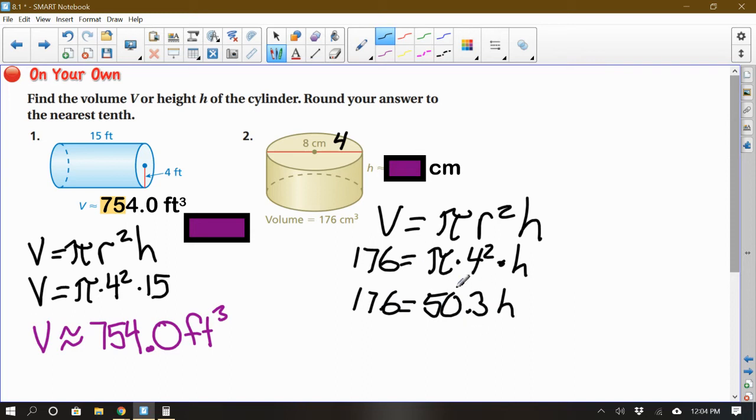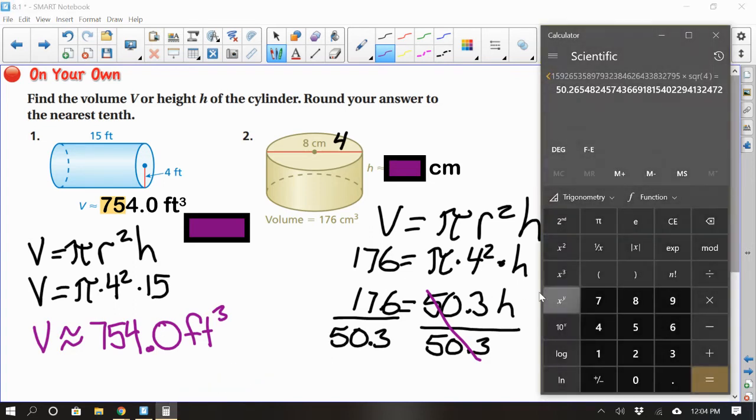All right, next step would be to get our H, our height of our cylinder, by itself. Well, this is multiplication, so let's use division. 50.3, divide the other side by 50.3. Of course, that cancels these out, which is what we wanted. And here we go, height equals, okay, back to the calculator. 176 divided by 50.3. Okay, 3.49. Well, this 9 would round our 4 up to a 5. So we're going to call that 3.5.